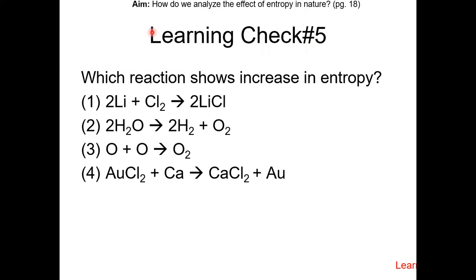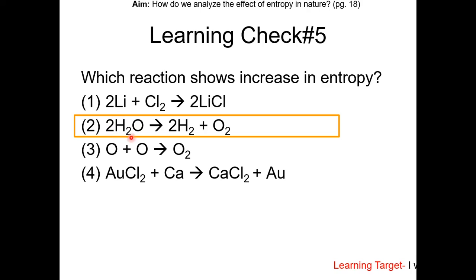Learning check number 5. Which reaction shows an increase in entropy? Pause the video and resume once completed. The answer is choice 2, because you go from 2 molecules to 3 molecules. The number of arrangements and states increases. Therefore, entropy increases. This concludes the video lesson.